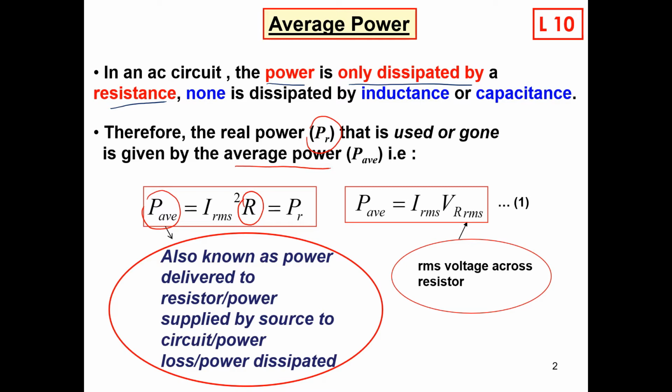So average power is also equal to real power, and it is also known as the power delivered to the resistor, power supplied by the source to the circuit, power loss or power dissipated. Other than that, average power is also equal to I RMS times VR RMS. Careful here: VR RMS is the RMS voltage only across a resistor, not across a capacitor or inductor. Careful, eh?